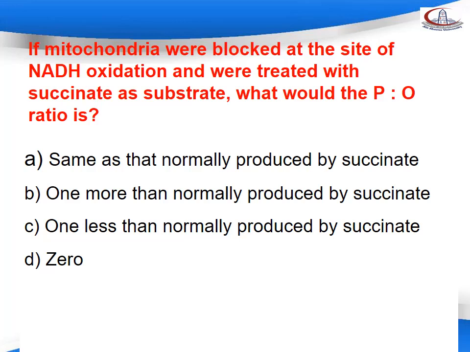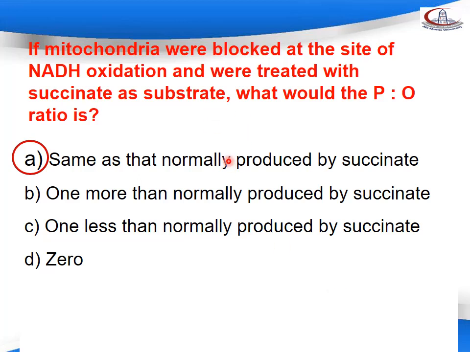In mitochondria, we block the site of NADH oxidation, and we treat with succinate as substrate. What is the P/O ratio? These are inhibitors of the complexes. We inhibited the complexes starting from NADH oxidation, but the respiratory chain can start from complex 2. So will the P/O ratio be the same, 1 more than normal, 1 less, or 0? It is the same. Why?